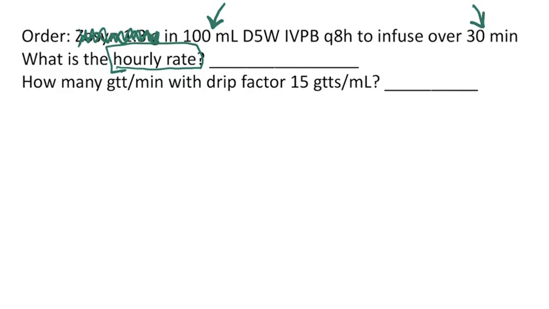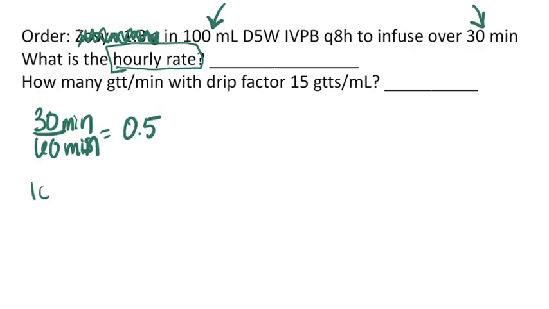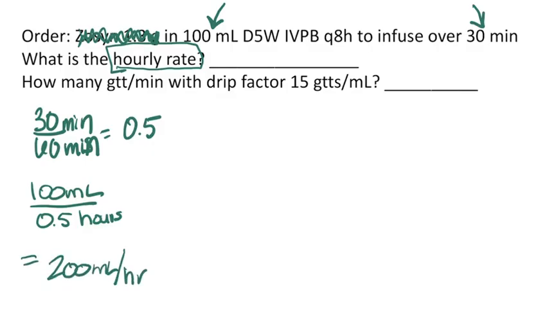You can either change your minutes into a fraction of an hour, which would be like this. You have 30 minutes over 60 minutes. That's going to tell you how much 30 minutes is over 60. And when you divide 30 divided by 60, you get 0.5. That's your 0.5 hours. And in this case, I would write 100 milliliters and divide it by 0.5 hours. So if I do 100 milliliters divided by 0.5 hours, my hourly rate is going to be 200 milliliters per hour.